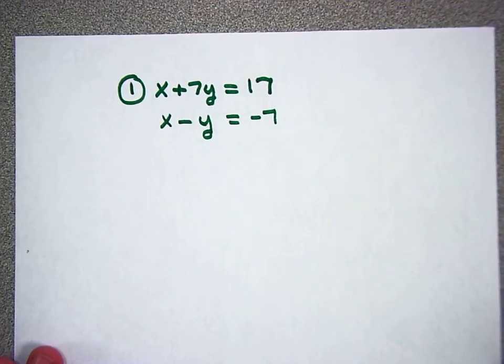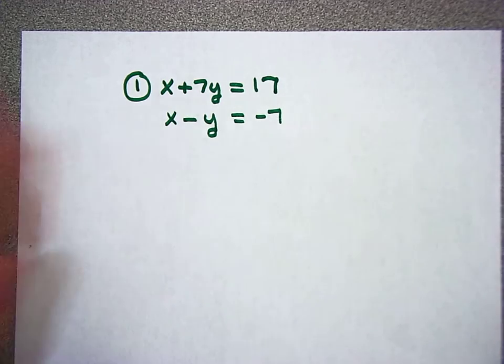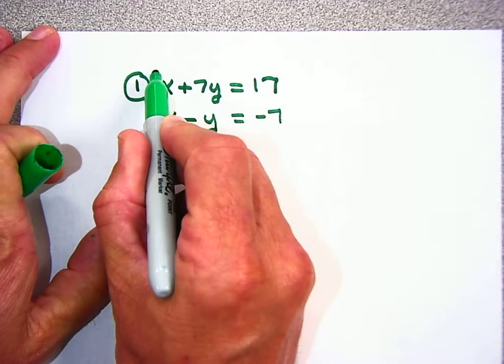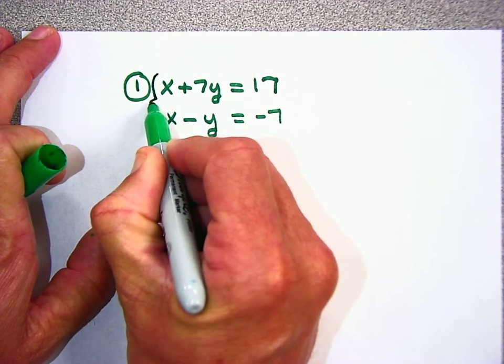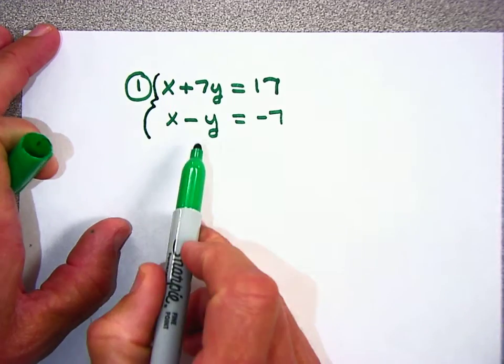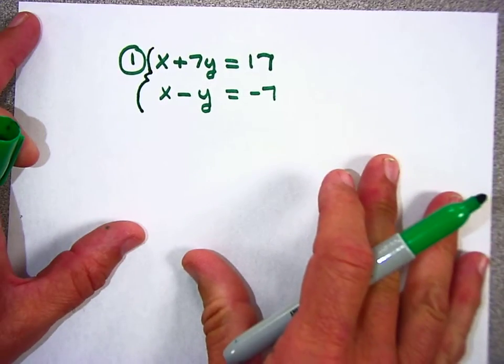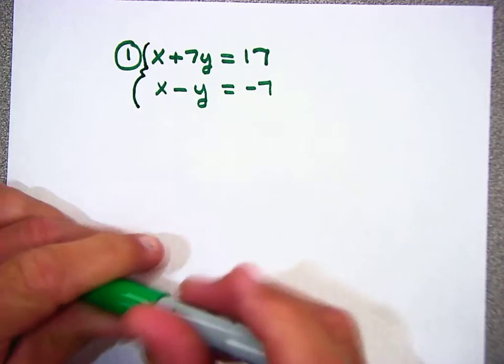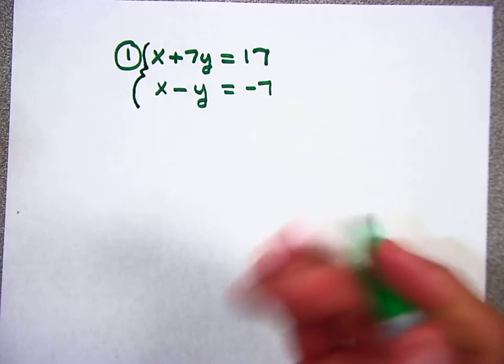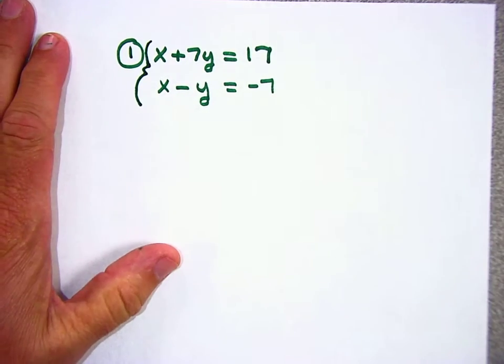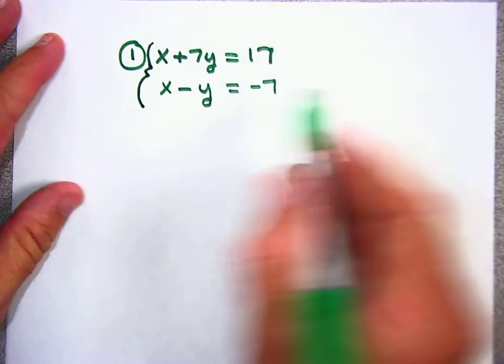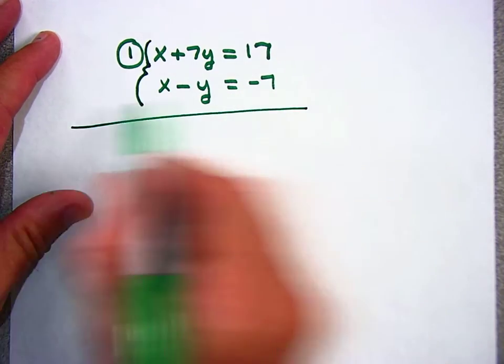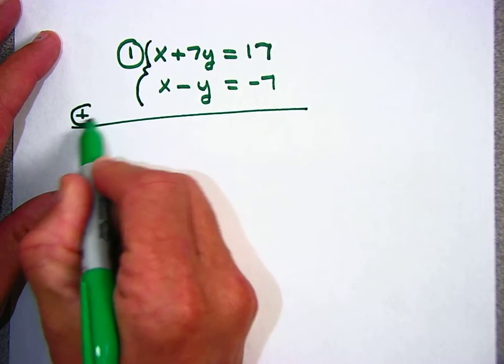All right, so could you do this by graphing? Absolutely, okay? This is two linear equations. You can tell they're both diagonal lines because they have an x and a y. But remember, graphing is just not that accurate. It's hard to be perfect with that. Okay, so with this method, we are going to add down, eventually.